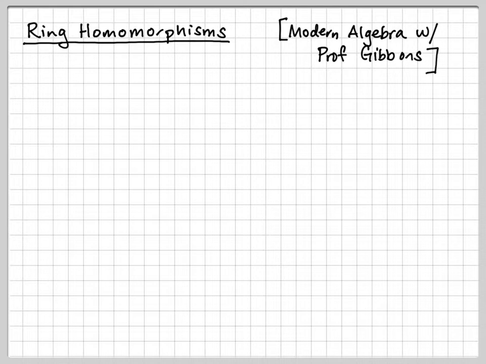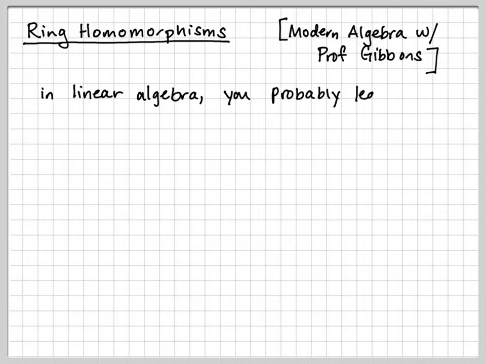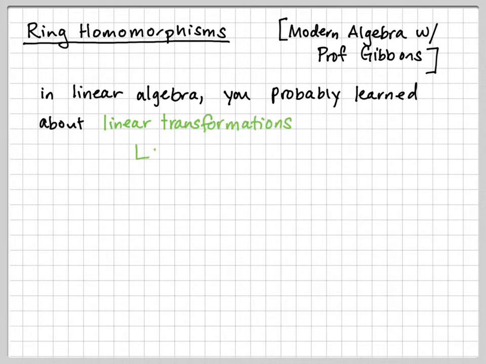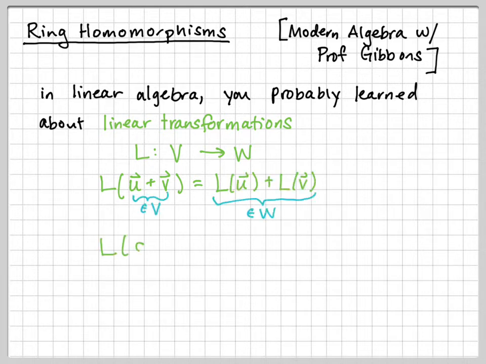Now, you've taken a linear algebra class, and in linear algebra, we talked about these things called linear transformations. A linear transformation is a function L from a vector space to another vector space where you take addition in the domain and it gets sent to addition in the codomain. And you take scalar multiplication in the domain and it gets sent to scalar multiplication in the codomain.